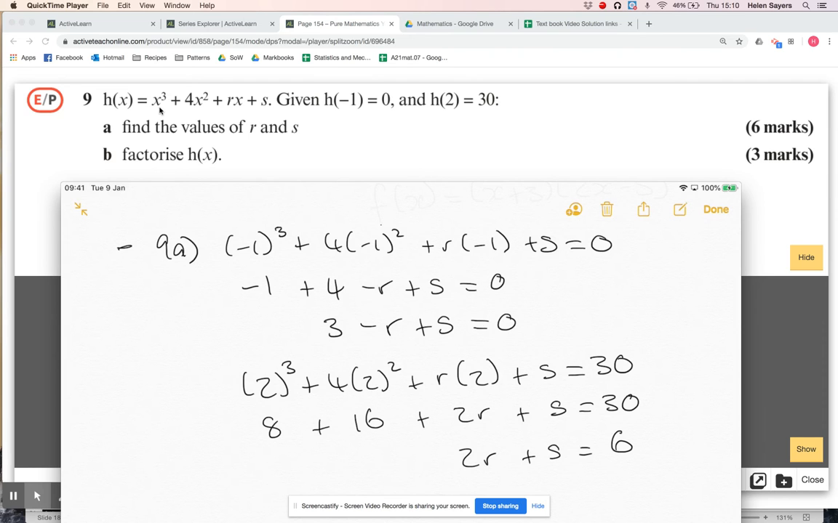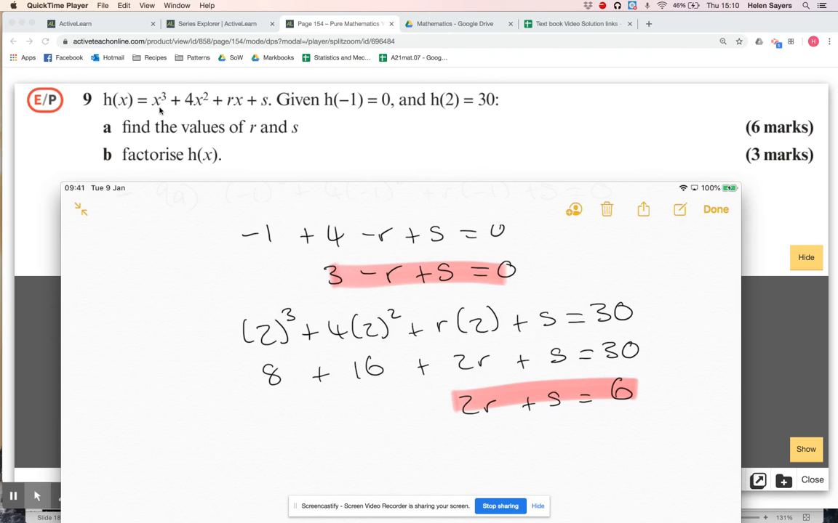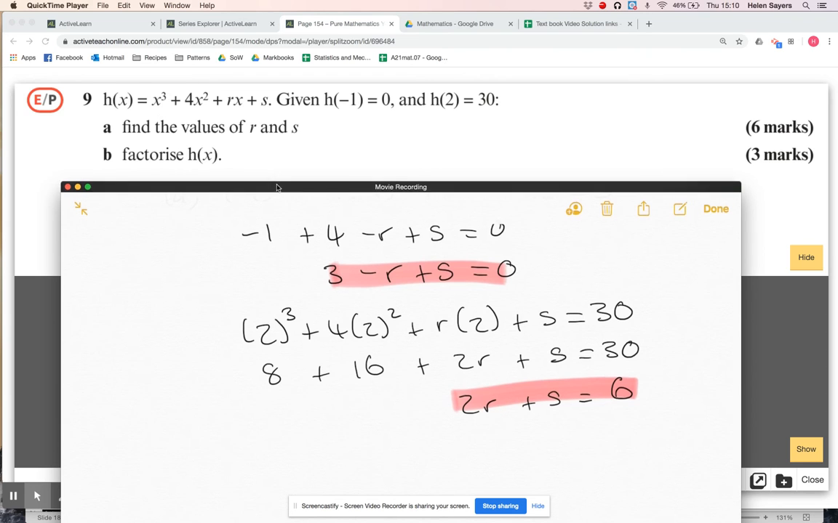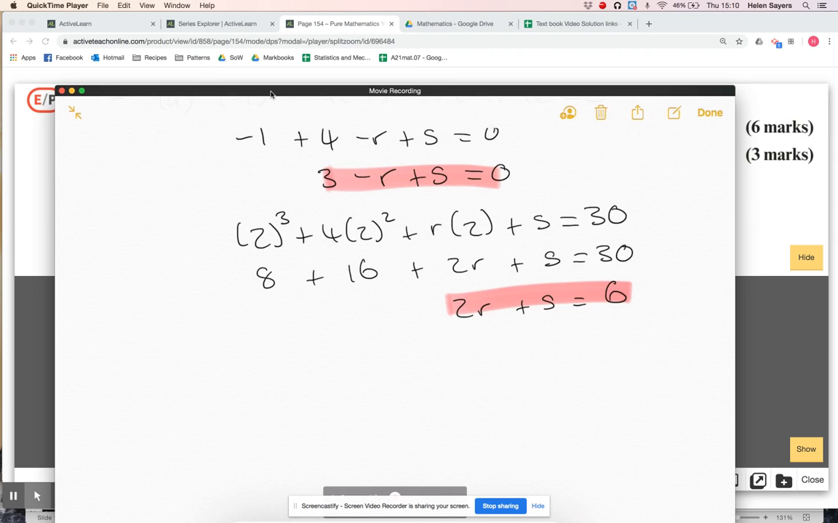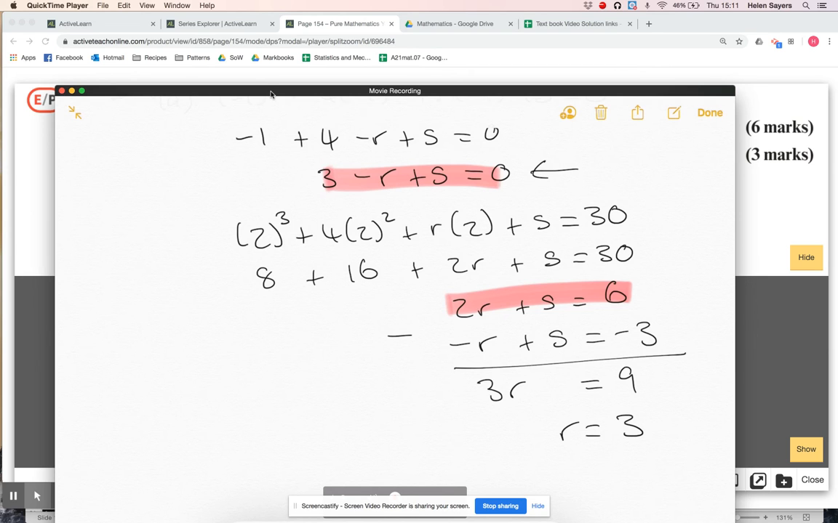So I will now be able to find r and s because I've got 2 equations and 2 unknowns. So really it's just deciding how I want to solve the simultaneous equations. I'm going to leave the second one as it is. I'm going to rearrange this one slightly in that I'm going to minus the 3. And then I'm going to do the top one subtract the bottom. So 2r minus r is r, s minus s is cancelling, 6 minus -3 is 9. So r is 9.